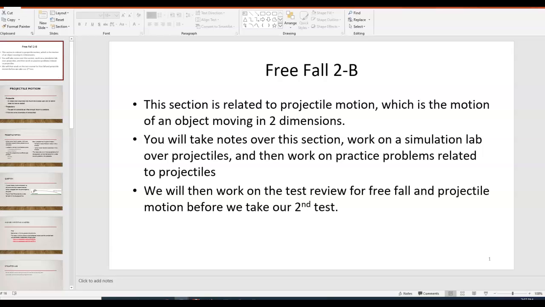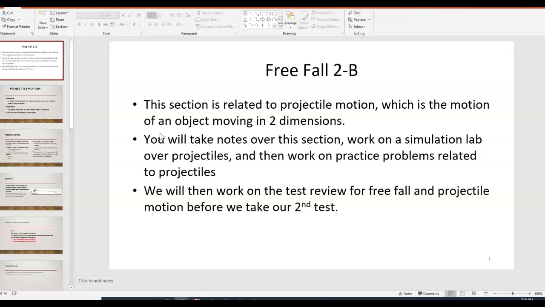Okay, so this video is going to be over freefall 2B, which is basically over projectile motion. We talked a little bit about projectile motion in the last video. So remember that an object in freefall is falling only under the effects of gravity. And a projectile is basically an object that is in freefall, but it's also moving sideways. Okay, so projectile motion is the motion of an object falling in 2 dimensions.